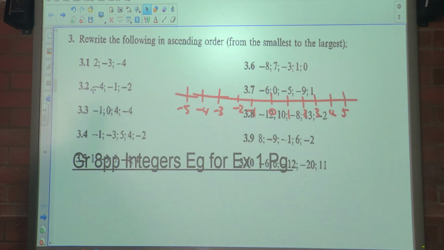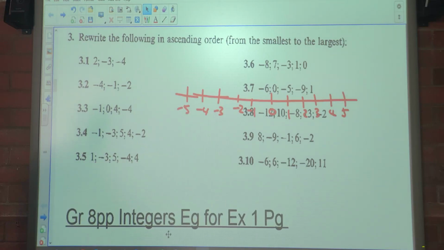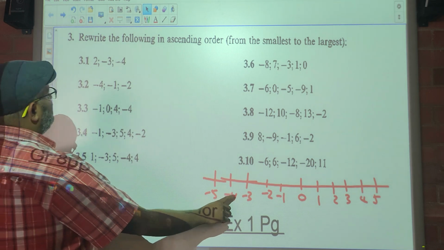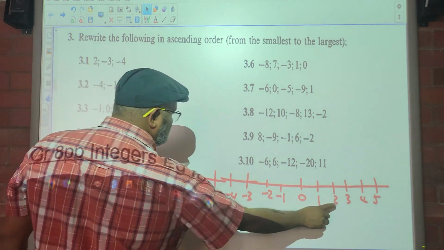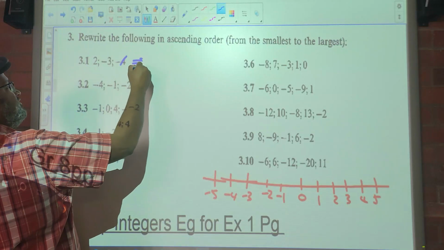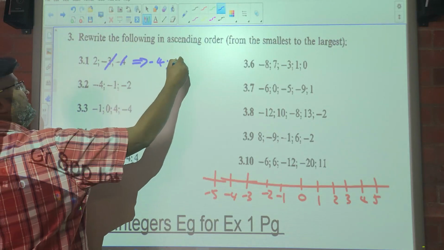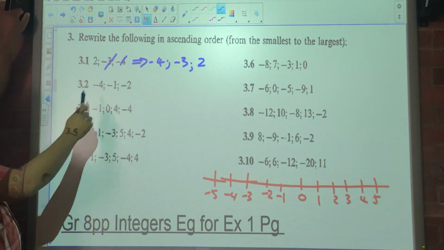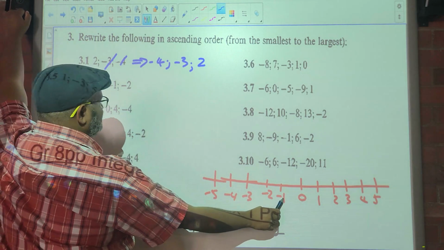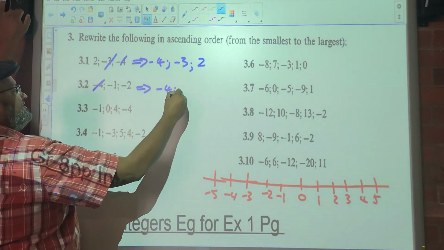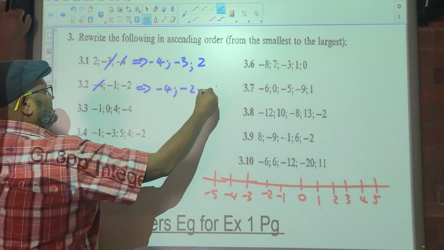The question says, rewrite the following in ascending. People, what does ascending mean? Smallest to biggest. So between negative 4, negative 3 and 2, which one is the smallest? Negative 4, which implies negative 4 then, negative 3 then, 2. Negative 4, negative 1 and negative 2. Which one is the smallest? Negative 4 then, negative 2 then, negative 1.